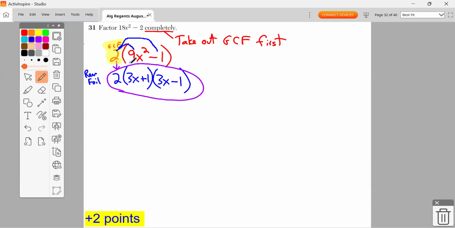That adds up to 0, but we have that a value of 9. So that has to be like a 3x and a 3x or a 9x and a 1x. It's easier just to recognize that that's the difference of two perfect squares. Don't forget to bring down your GCF at the beginning, and your final answer is that whole thing.